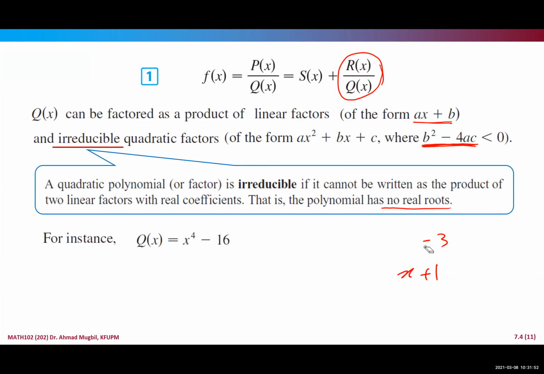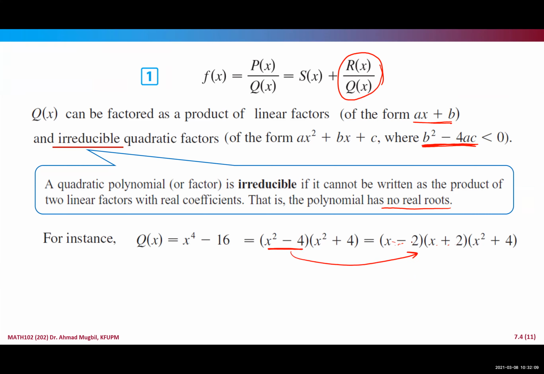Let's take, for example, x to the power 4 minus 16. Can we factor this? We can factor it as a difference of squares. So it is x squared minus 4 times x squared plus 4. Also, this one, x squared minus 4, can be factored as a product of two linear factors, another difference of squares. But this one, you cannot factor it. So this one is an irreducible quadratic factor. These two are linear factors, and this one is an irreducible quadratic factor.